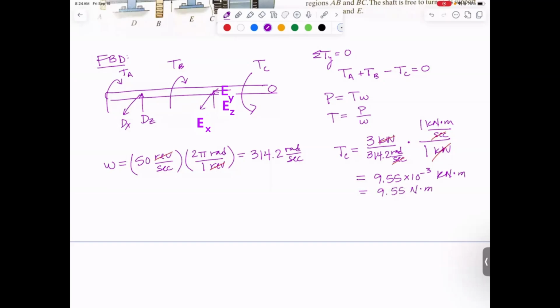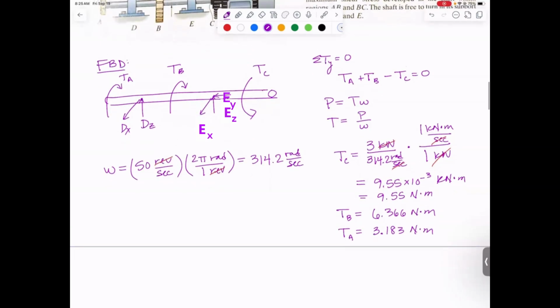Then we do the other two. And doing that, you will get that the torque at B, you just replace the 3 kilowatts with 2 kilowatts, and you get 6.366 newton meters and 3.183 newton meters. So we get those by converting the kilowatts of power into torques using the angular velocity of the shaft. Now, in order to find stress, I need to know internal torque.